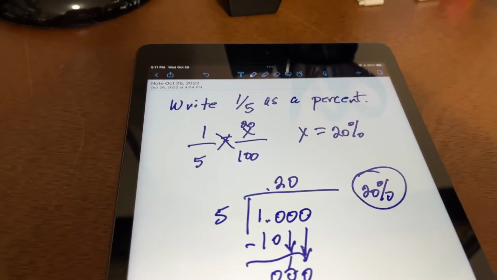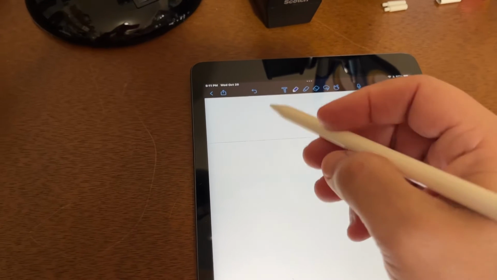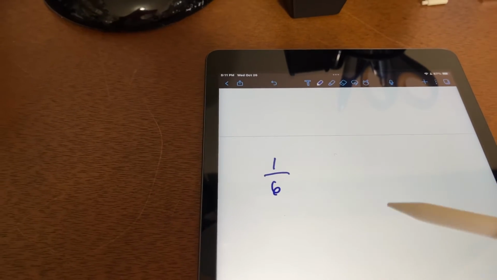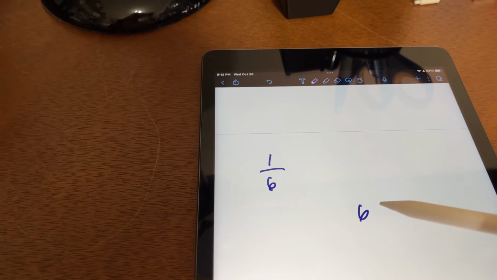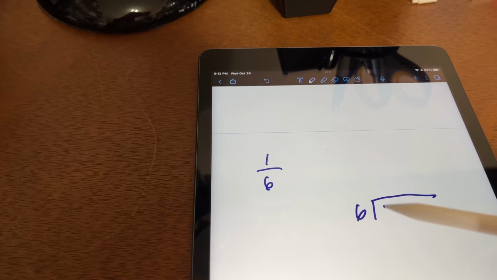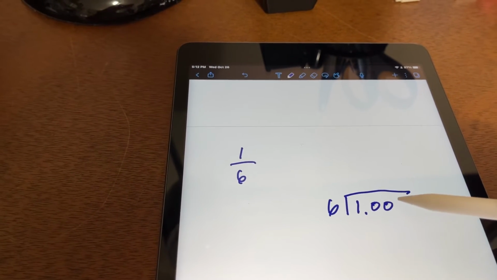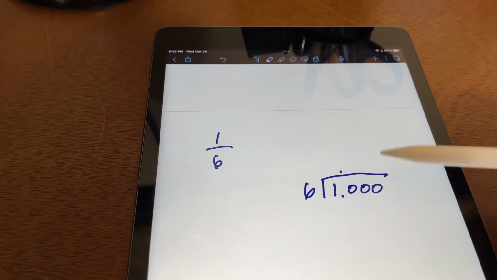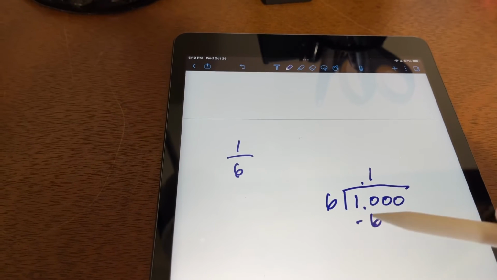Let's look at one where it's obvious that you couldn't divide. Like I said a while ago, like say 1/6. What is 1/6 as a percent? Well, I'm going to say 1 divided by 6. So 1 divided by 6 looks like this. I put the decimal there and I tack on some zeros. I bring this decimal up. 6 goes into 10 one time, and 1 times 6 is 6.